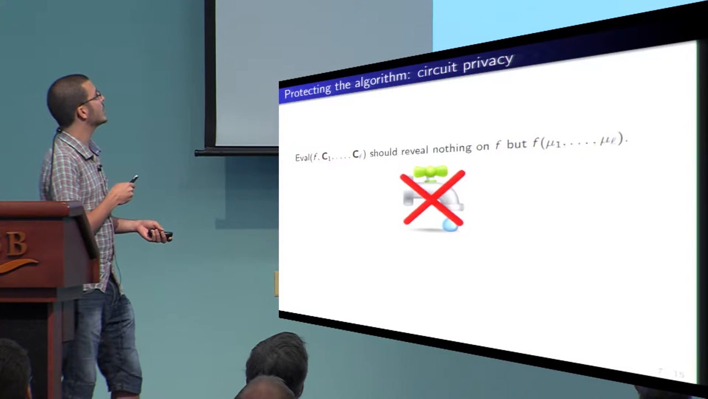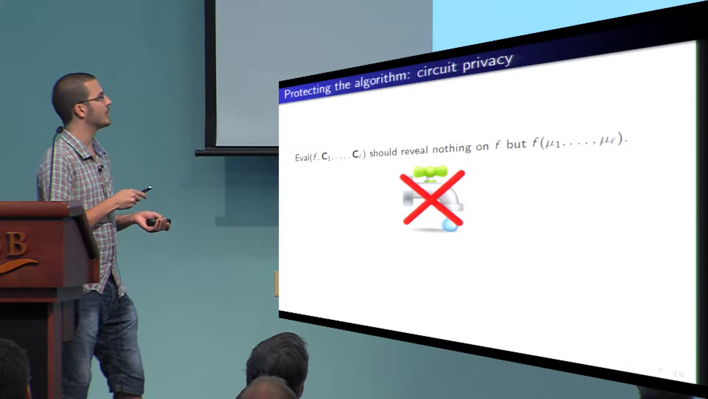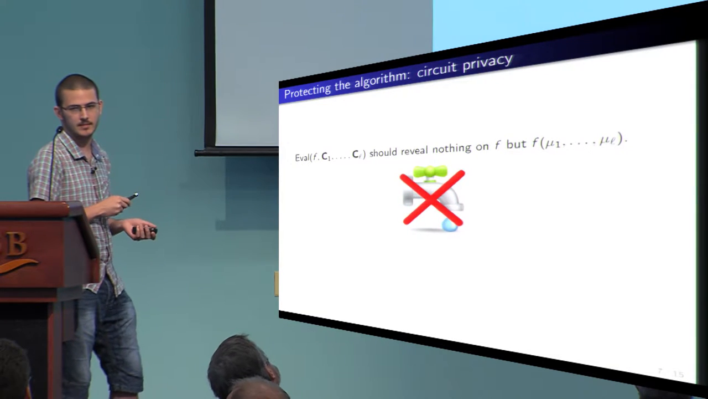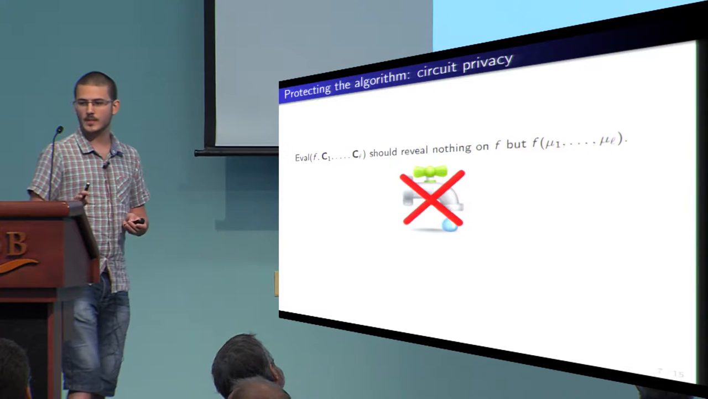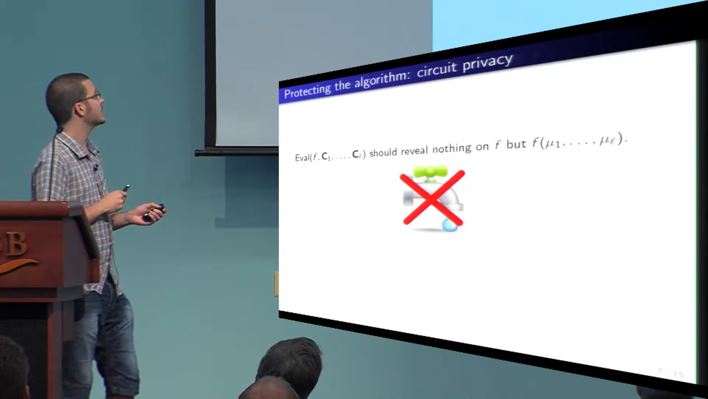We want the evaluation of a function on a bunch of ciphertexts to reveal nothing but the output of the function on the associated plaintexts. This has been addressed not that many times, but a few times already.